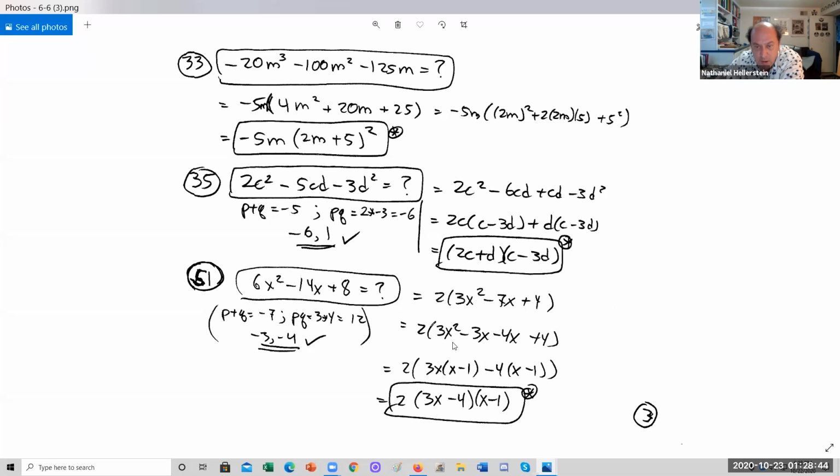Okay, here there's a common factor of 3x times, when you divide, x minus 1. Now here, okay, you could say a factor of 4, but really it saves a step if you pull out a negative 4, and then that's times x minus 1. Pull out an x minus 1, keep the 2, 3x minus 4, and here it is. 2 times 3x minus 4 times x minus 1.